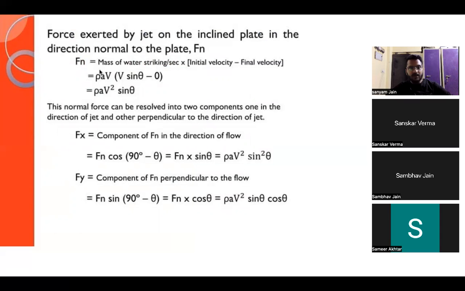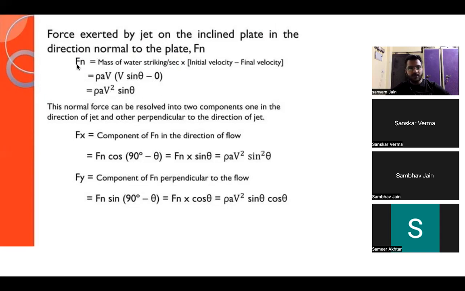So the mass striking per second is ρAV, that we discussed earlier, and the initial velocity in the normal direction, the component of it normal to the plate, is V sin θ. The final velocity is zero because the plate is fixed and the water comes to rest in the normal direction. That's why the final velocity is zero. So the force exerted by the jet in the normal direction is ρAV² sin θ.